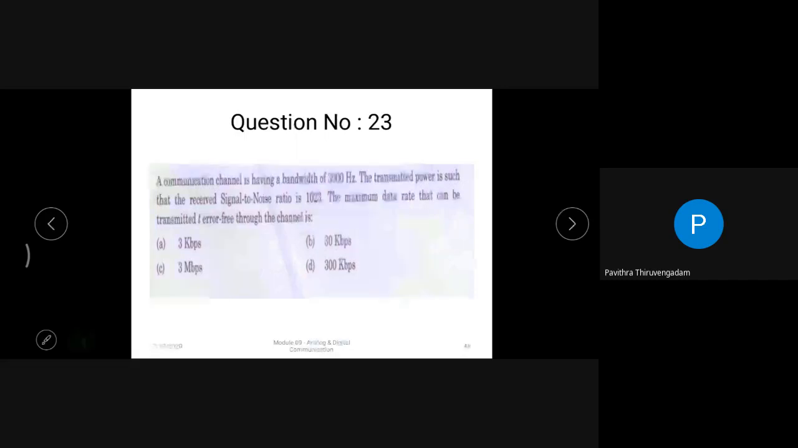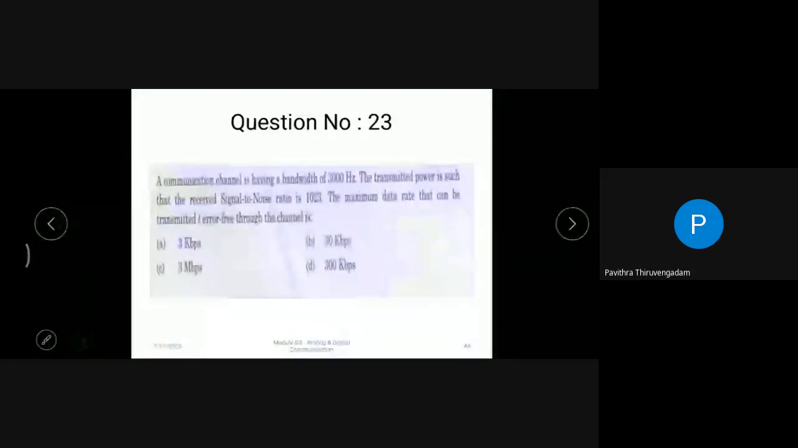Okay, now a communication channel has a bandwidth of 3000 hertz, or 3 kilohertz. The transmitted power is such that the received SNR is 1023. What is the maximum data rate that can be transmitted error free through the channel? Okay, it is indirectly once again the channel capacity theorem.